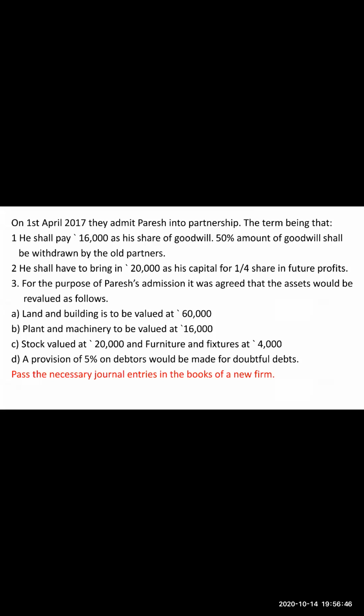First, he shall pay 16,000 as his share of goodwill. 50% amount of goodwill shall be withdrawn by the old partners, right? So the first information given is that Paresh has brought 16,000 as his share of goodwill, ठीक है, and the second information given is that out of the 16,000, 50% amount of goodwill has been withdrawn by the old partners. Okay, so this is the entry which is related to goodwill.